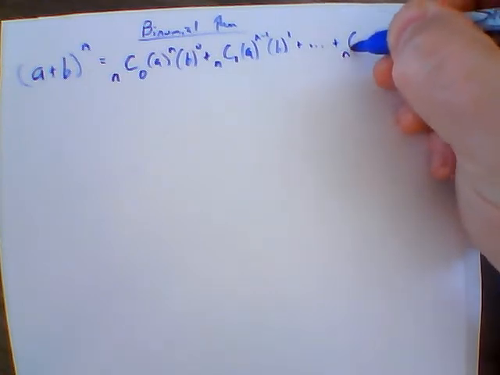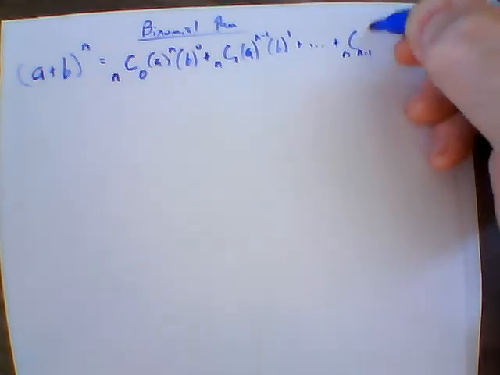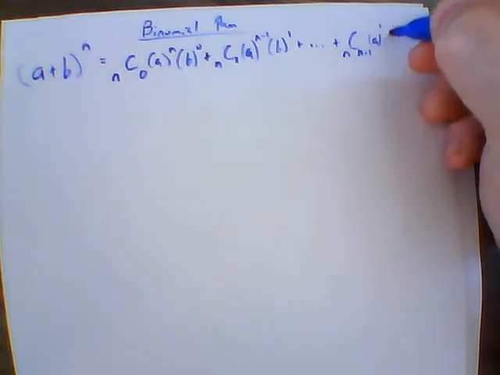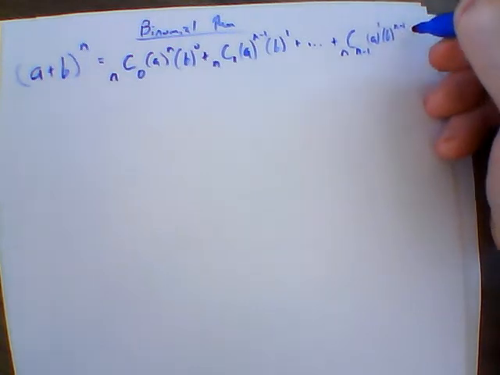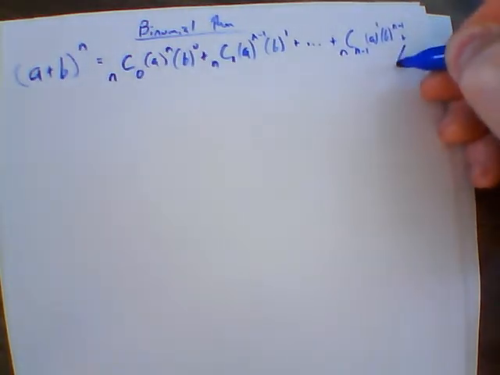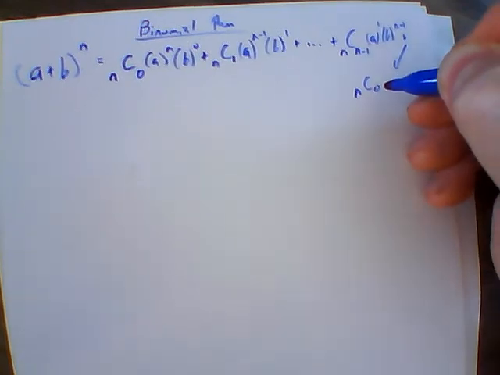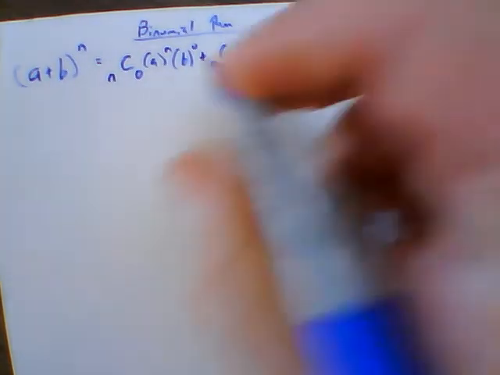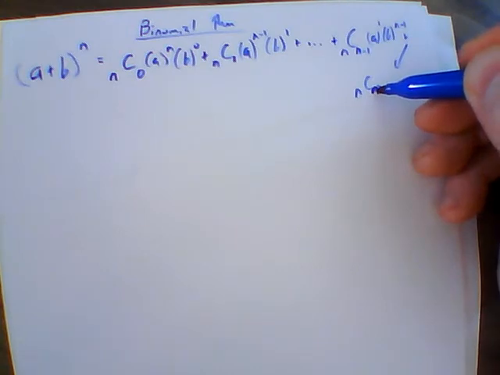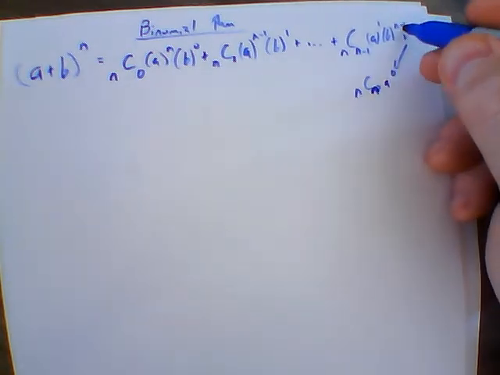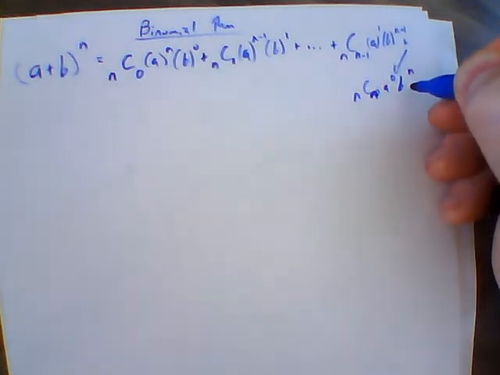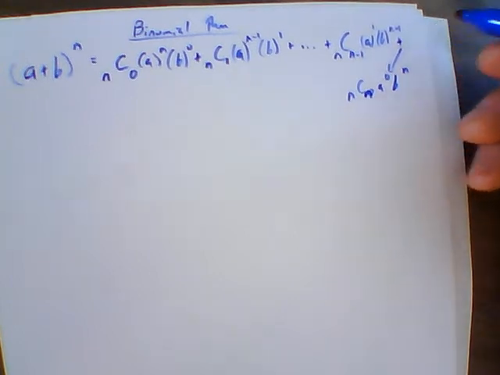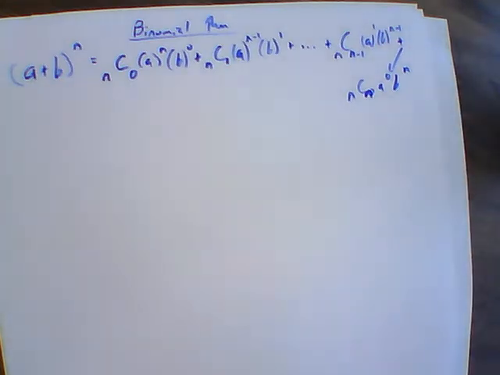We would get n combination n minus 1, a to the first power, then b to that n minus 1 power, plus then, coming down here, n combination n, I built all the way up. Now we'd have a to the 0, because n minus n would be 0, and then b to that nth power. And this is what we would be looking for and going through. So here's what it all kind of boils down into.